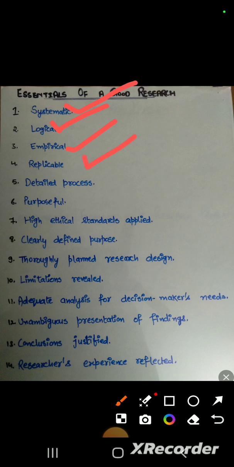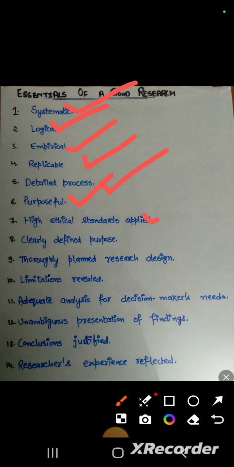Next is good research should be replicable. This characteristic allows research results to be verified by replicating the study, and thus building a sound basis for decisions. Next is detailed process. The process of the research should be well defined and it should be in greater detail. Next is purposeful. The purpose of the research should be clearly defined and in detail, as it sets the direction of the research work to be carried out by the researcher.